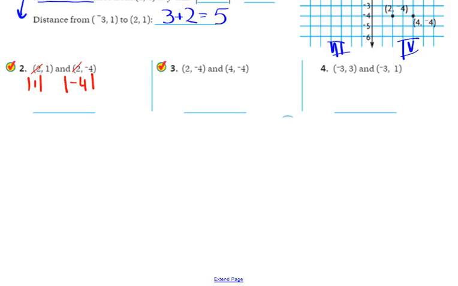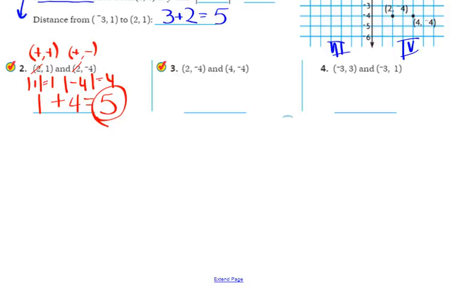We know the absolute value of 1 is 1, and the absolute value of negative 4 is 4. Now, I notice I have a positive here and a negative here, and I know they are in different quadrants. Remember, different quadrants, we are going to add. The absolute value of 1 plus the absolute value of 4 gives me a distance of 5 units on the coordinate plane.